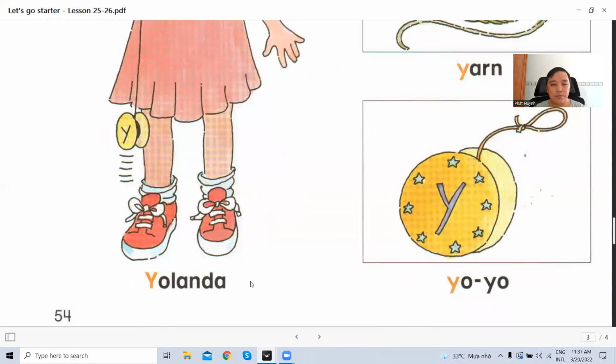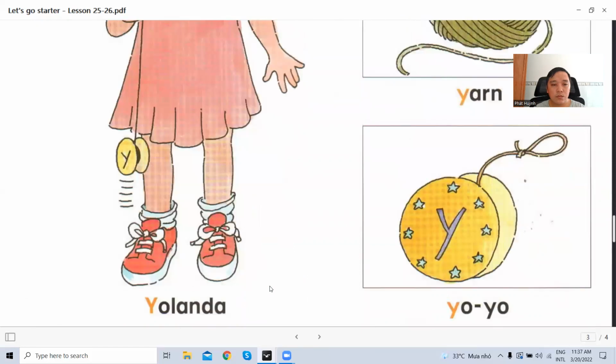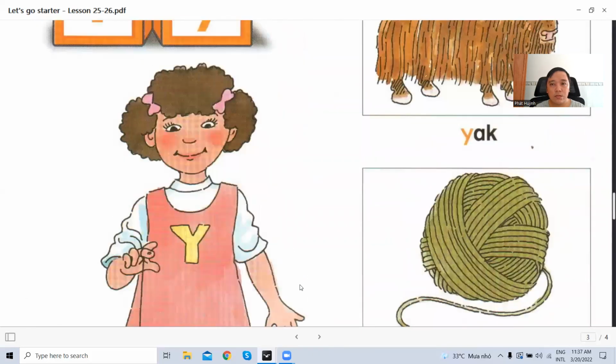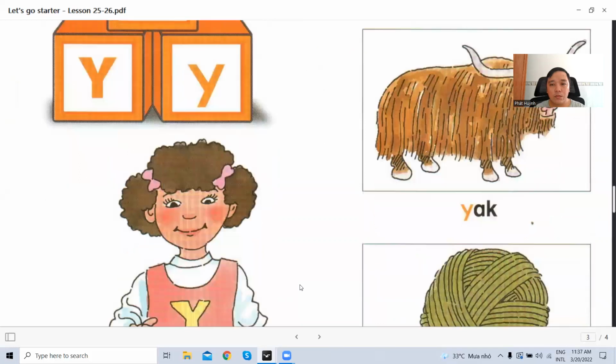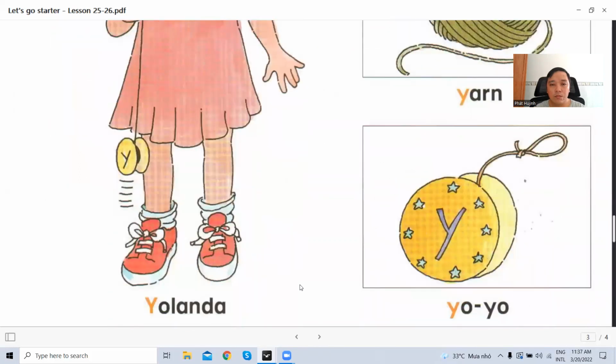Lần cuối cùng nha. Why? Page 54. Why? Yeah. Yolanda. Yak. Yarn. Yo-yo.